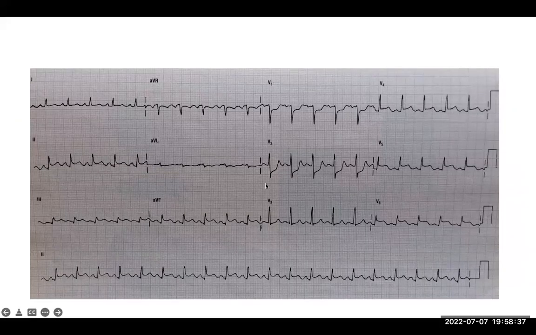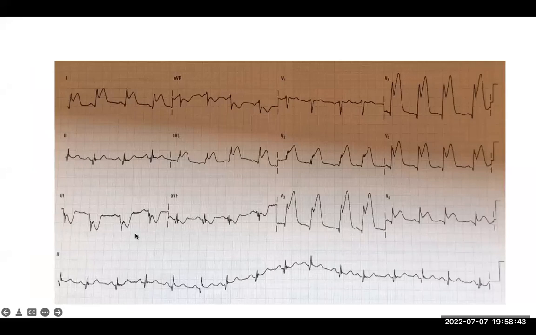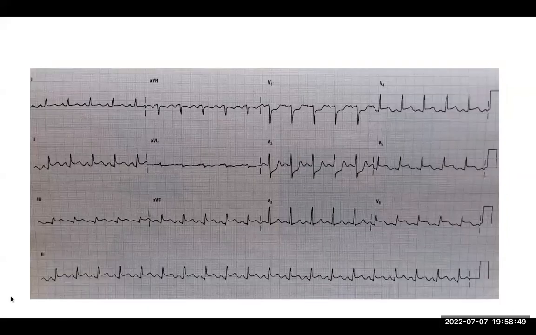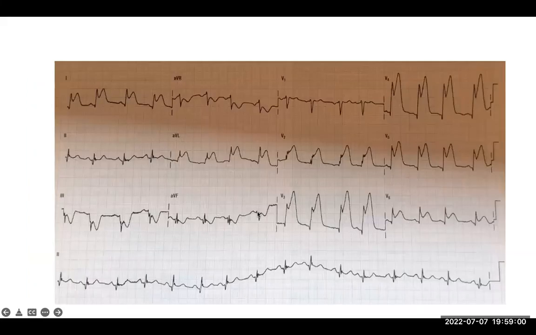This one is an example of the posterior MI. This patient has got ST segment depression in V1, V2, V3, but immediately you can see there is ST segment elevation in lead 2, 3, and AVF. And this is the kind of MI you should never miss. It's called posterior ST segment elevation.